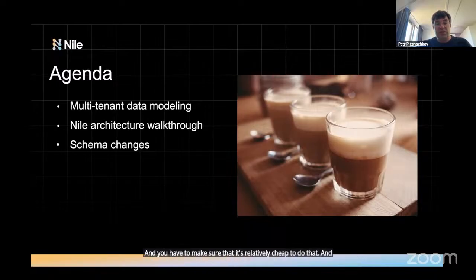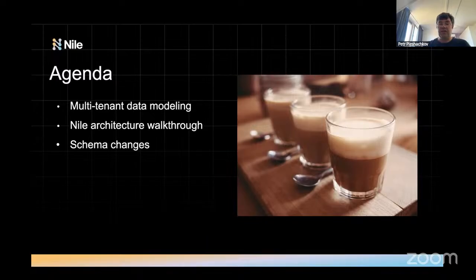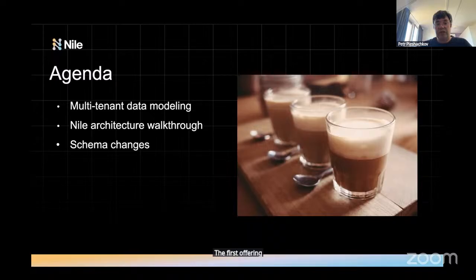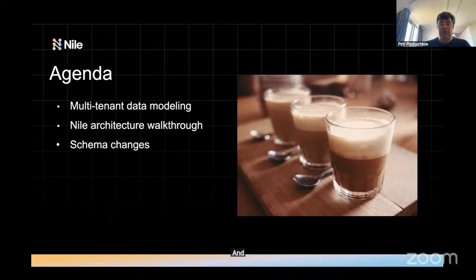And today we'll talk about Nile and how we support tenants, so that Nile gives you built-in multi-tenancy in the database layer. That's actually the first offering which is doing that. Normally multi-tenancy is built on top of databases, and that's the engineering effort of the application developers. It's not built into the system. So today we'll talk about the architecture of Nile and how we built it.